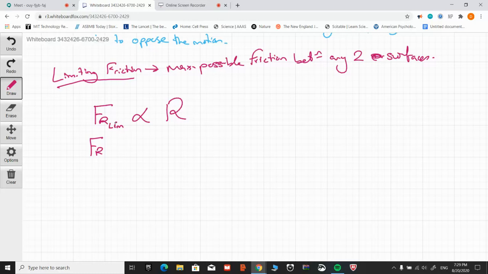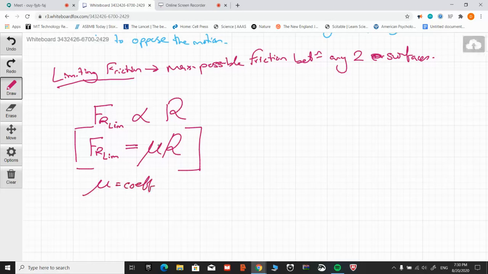And that is one of the contributions: the heavier the object, the more force you have to give to get it moving. So for limiting friction, when you get rid of the proportional sign, you need to introduce a constant of proportionality, and in this case the constant of proportionality is given the symbol mu, multiplied by the normal contact force R. This is a formula you must remember. Limiting friction is equal to mu R, where mu is called the coefficient of friction, and this changes from surface to surface.